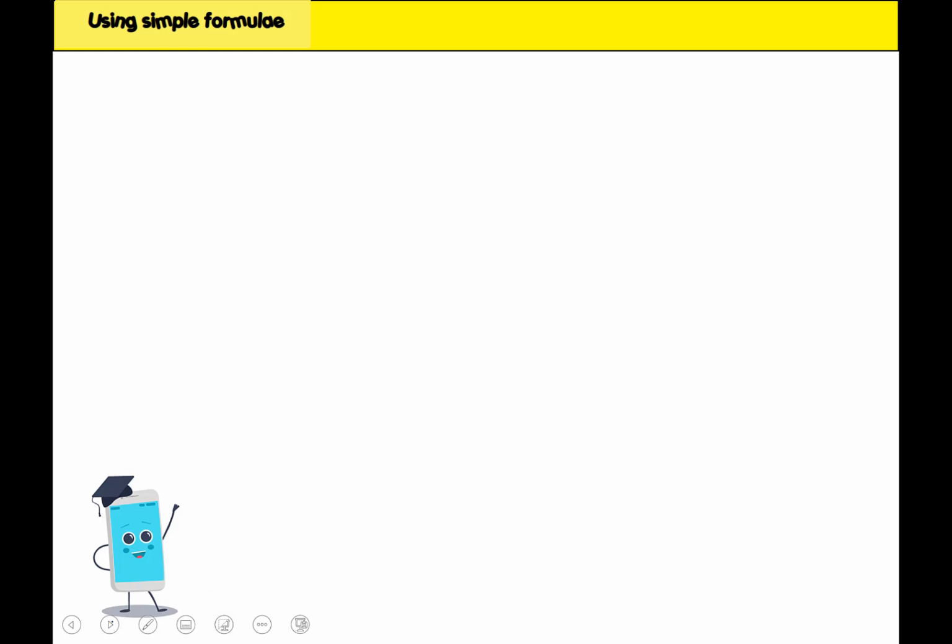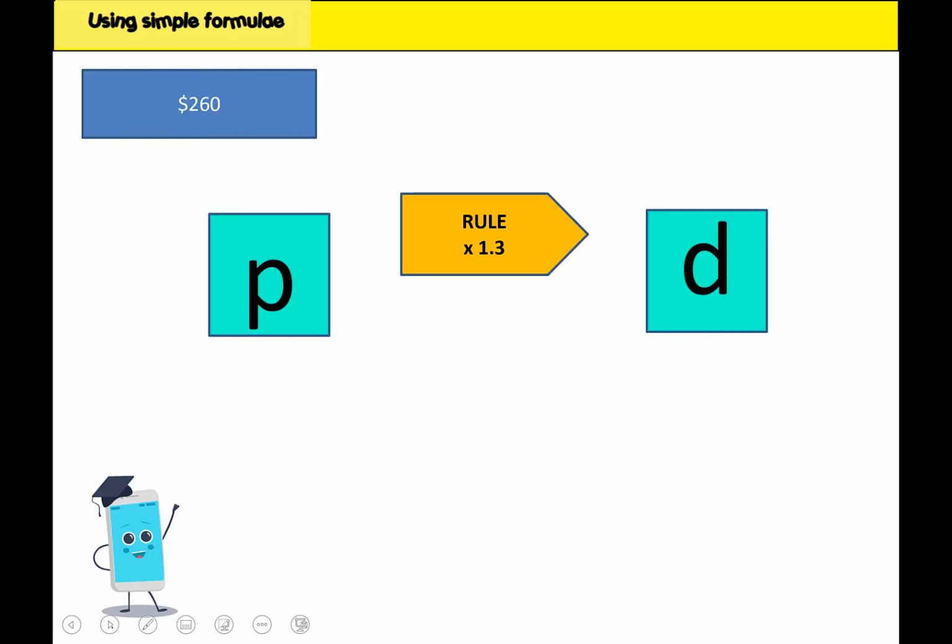Let's have a go at doing it the other way round. What if I know how many dollars I've got? Think back to the rule video that we had before. If we know what the end result is and we know what the rule is, how can we find what the starting value was? We're going to use the inverse. We're going to divide by 1.3.